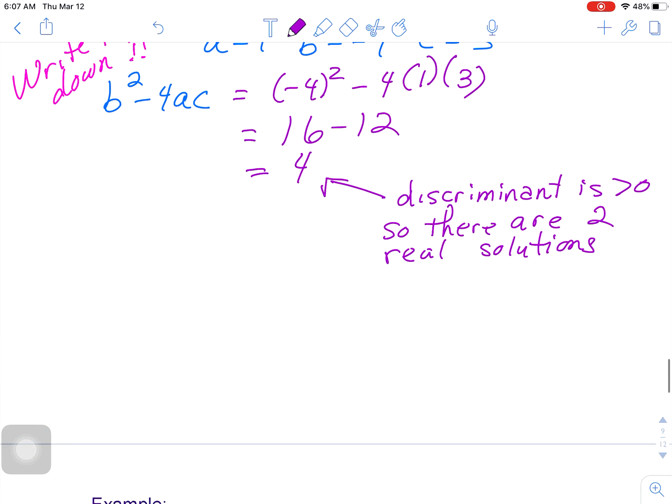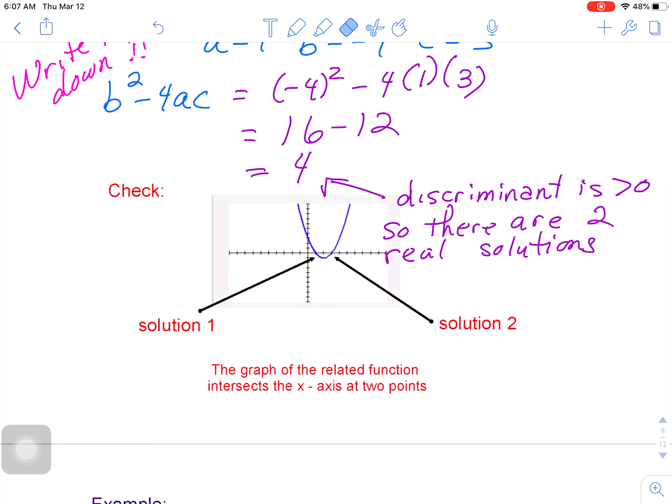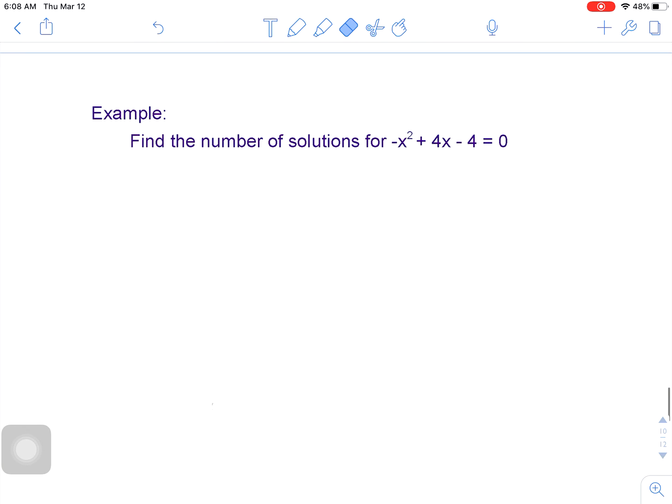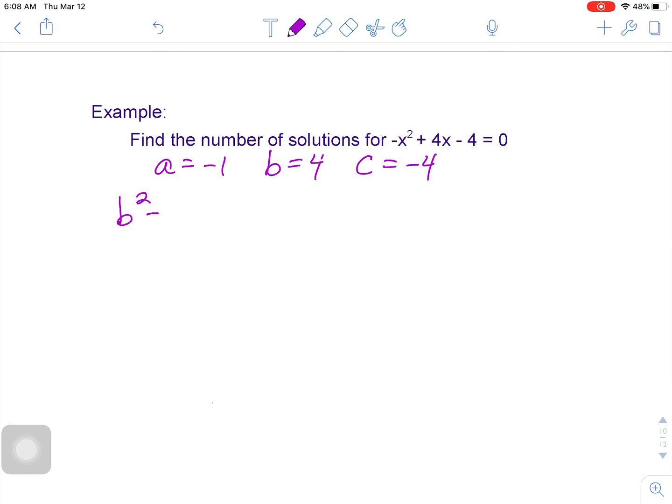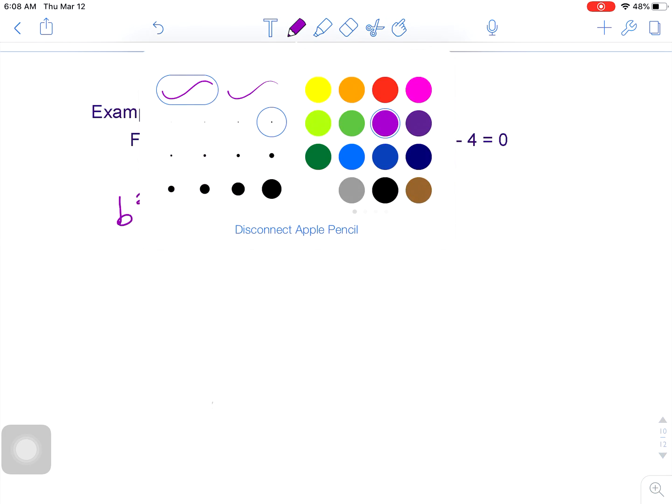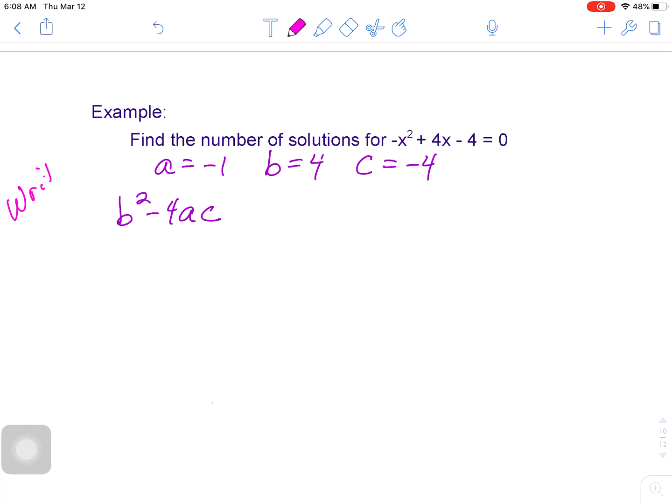All right, and we're going to check it by graphing it on the graphing calculator, and we see that there are indeed two real solutions. Okay. Here's another example. We've got find the number of solutions for negative x squared plus 4x minus 4. Here our a is negative 1, b is 4, and c is negative 4. So we've got b squared minus 4ac. And what should we do? Write it down.